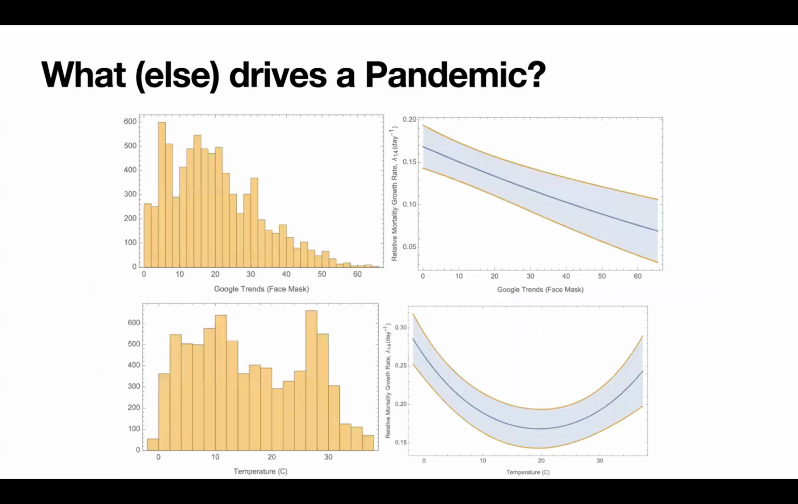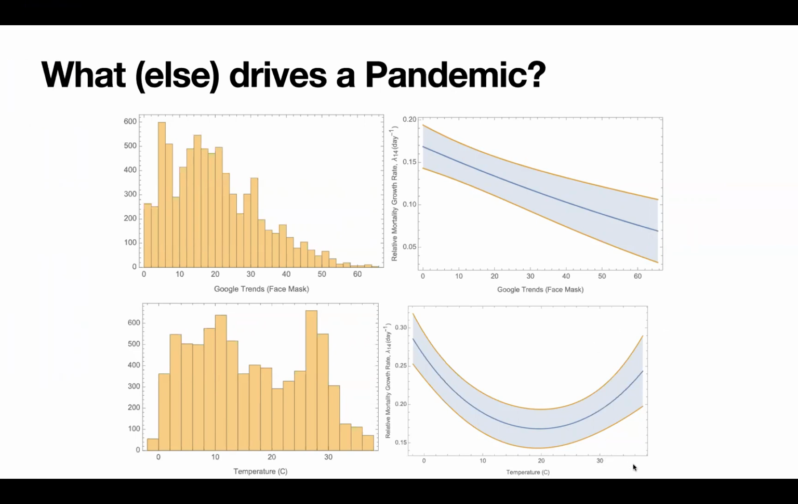Sorry, let me, before I get there, I think I skipped this plot. So here's the dependence on face mask use. This is how the growth rate of the epidemic depends on face mask use. So the more people use face masks, the slower the epidemic gets, but on its own, it's not enough to stop the epidemic.